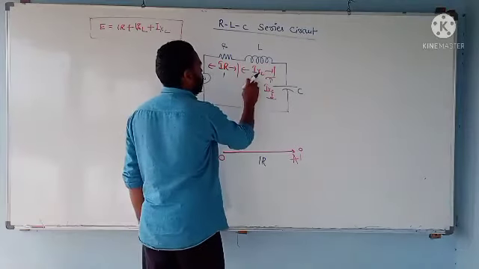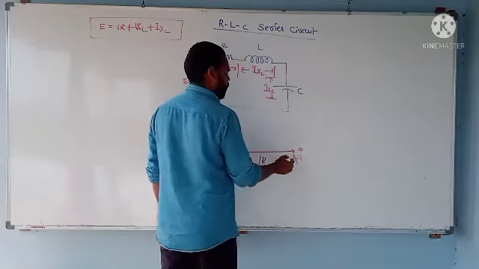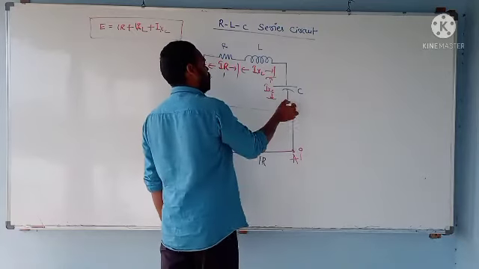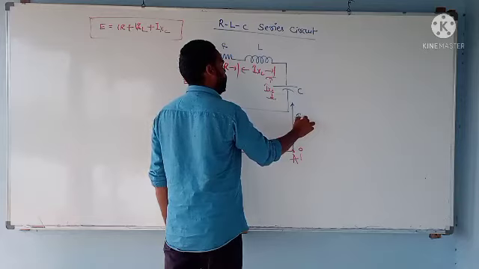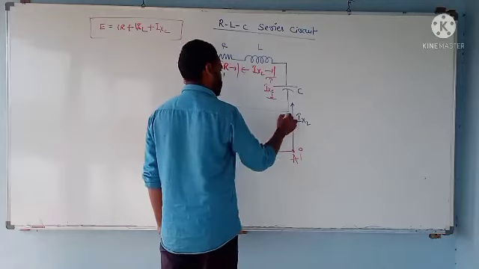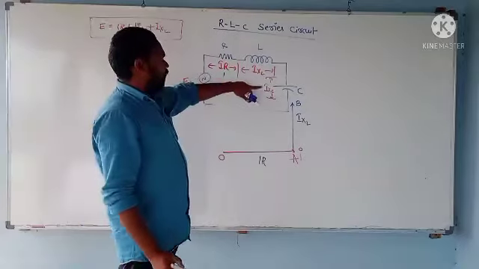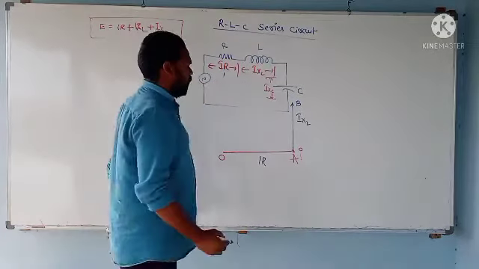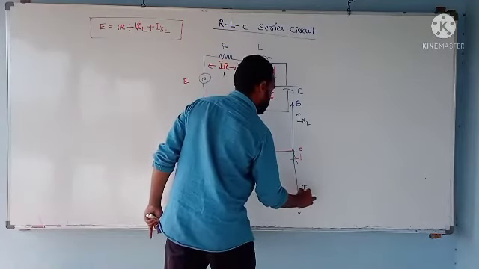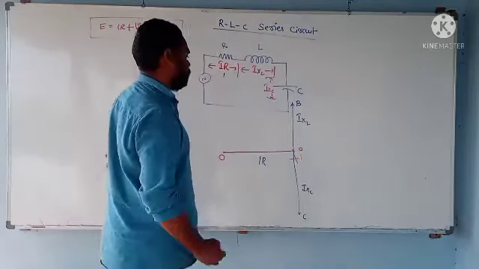Now let us discuss IXL. IXL is nothing but the drop across the inductor. Current is lagging voltage by 90 degrees, so with respect to the drop, IXL leads the current by 90 degrees like this. So this is IXL, which I am terminating as B. The next drop is the capacitance term IXC, which is lagging. So this is IXC, which I am terminating as C.